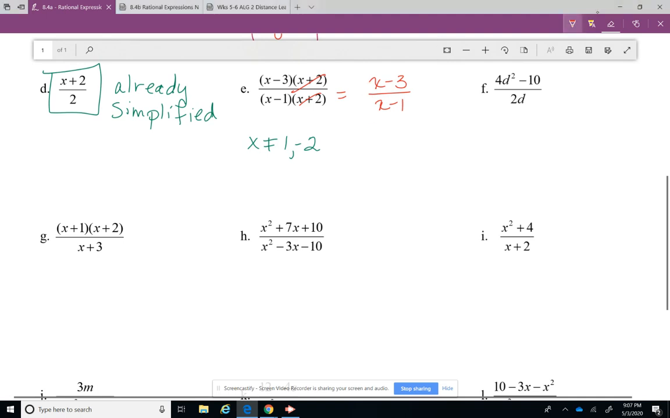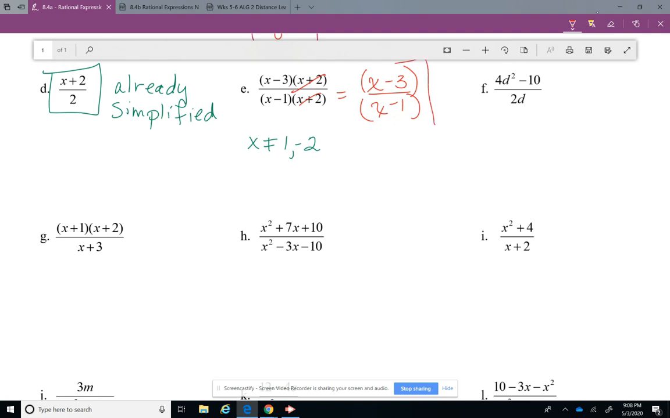Just know that the x minus 3 is connected, and the x minus 1 is connected, so you cannot, like, just, boom, get rid of the x like that. You cannot do that. So sometimes it helps to put them in parentheses to realize that you can't really do anything with them. All right, this last one.